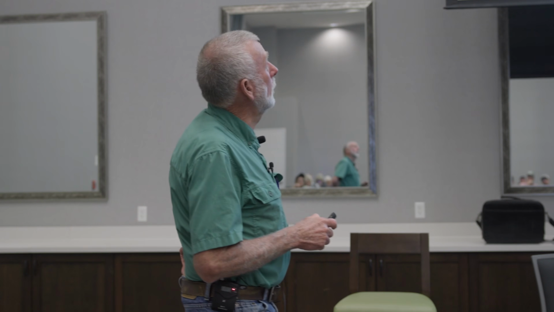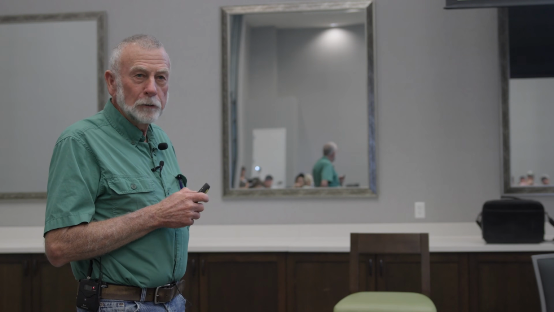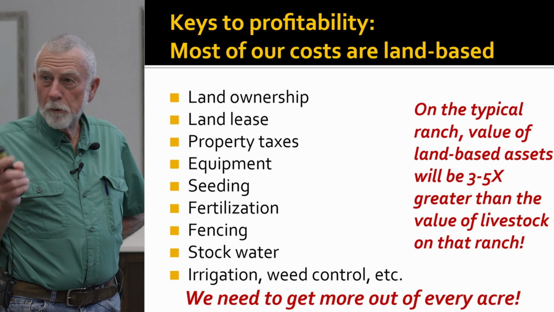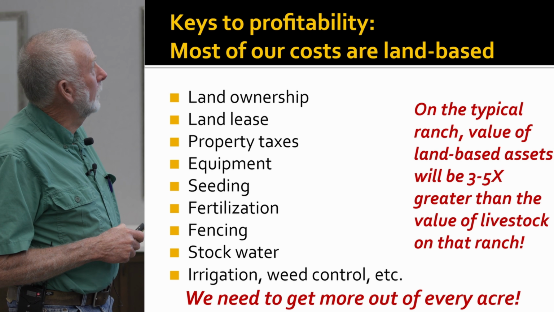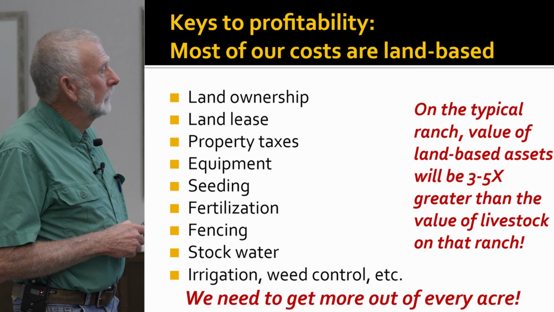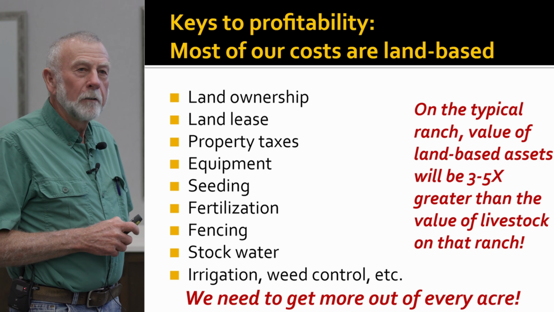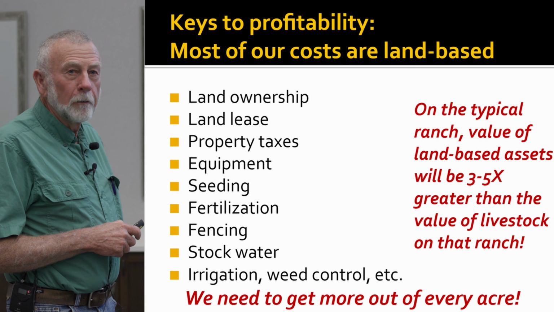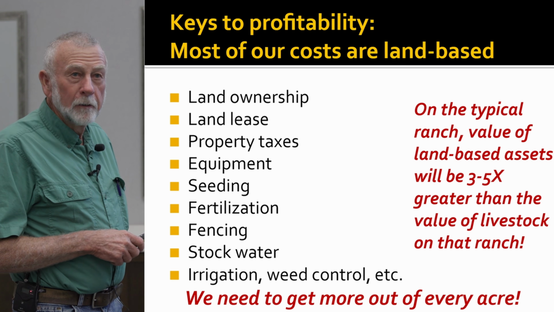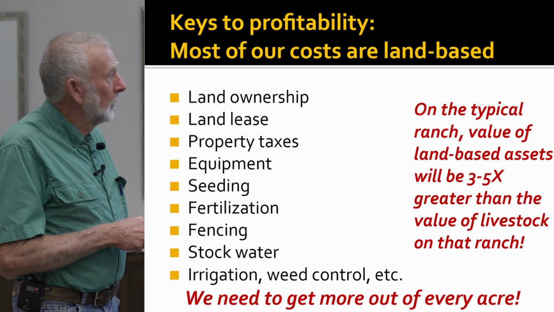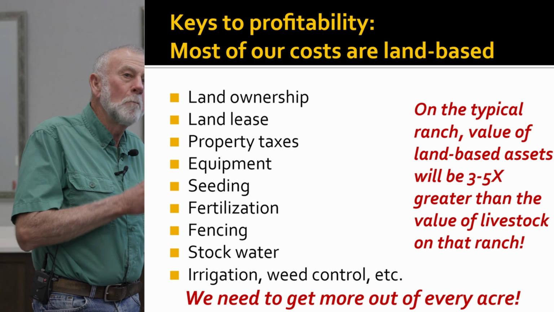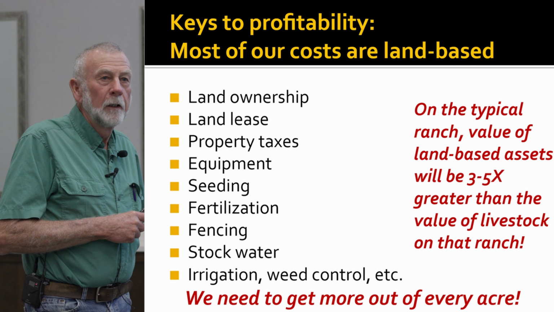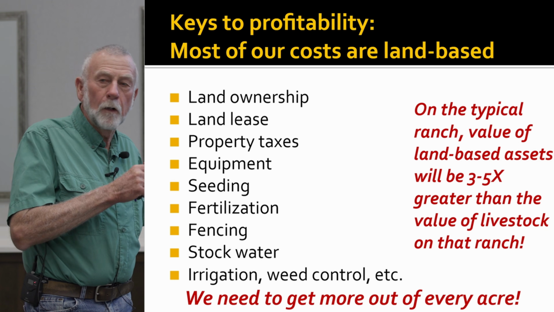What type of assets is your money invested in? And if we look at the typical ranch, especially if you own the land, ownership, land lease payments, property taxes, those are all land related, aren't they? We seed an acre, we fertilize an acre, we put fence around acres, we develop stock water across acres. If we're irrigating, weed control, almost any of these other things, we are doing something to the land.